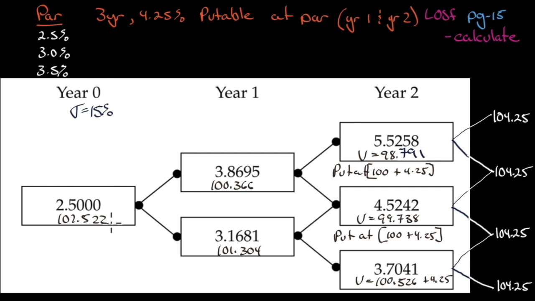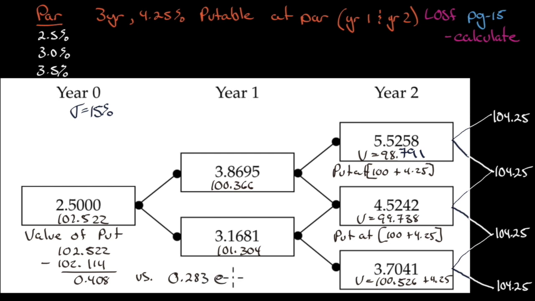We get to put it. So the value of the put is the value of the puttable bond, 102.522, minus the value of the straight bond, 102.114, is 0.408. Versus, you'll recall when we did it at zero volatility, we had 0.203 at zero volatility. So the higher the volatility, the higher the option value should be. Is that the case here? 0.203 to 0.408? It is the case.